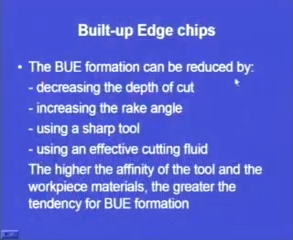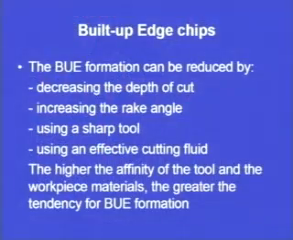The built up edge formation can be reduced by decreasing the depth of cut. The depth of cut that we give during the machining operation should not be too high. If at a particular depth of cut built up edge formation is taking place, then we should decrease the depth of cut. Then increasing the rake angle. At higher rake angles the built up edge formation can be reduced. Then using a sharp tool. If we are using a blunt tool, the chances of formation of built up edge are more. So, it is desirable that we use a very sharp tool, so that the built up edge formation is avoided.